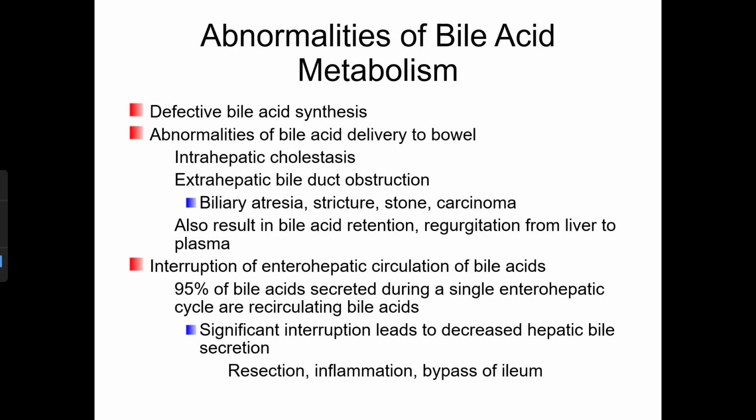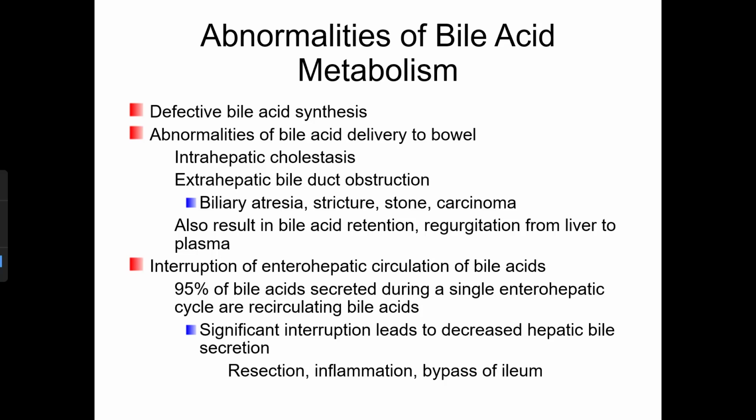Defective bile acid synthesis, abnormalities of bile acid delivery to the bowel. There's intrahepatic cholestasis or extrahepatic bile duct obstruction: biliary atresia, stricture, stone, carcinoma. These also result in bile acid retention and regurgitation from liver to the plasma.